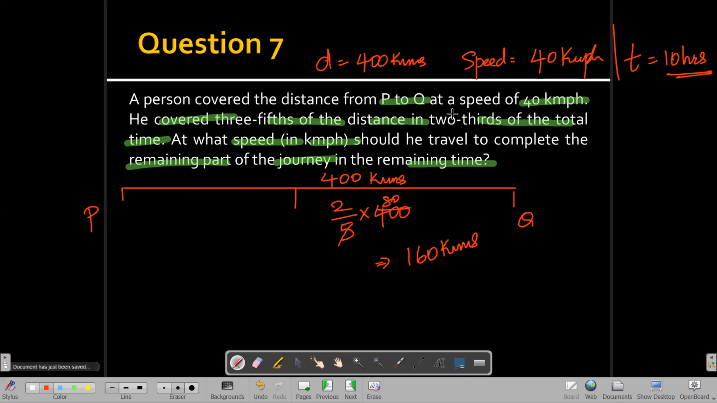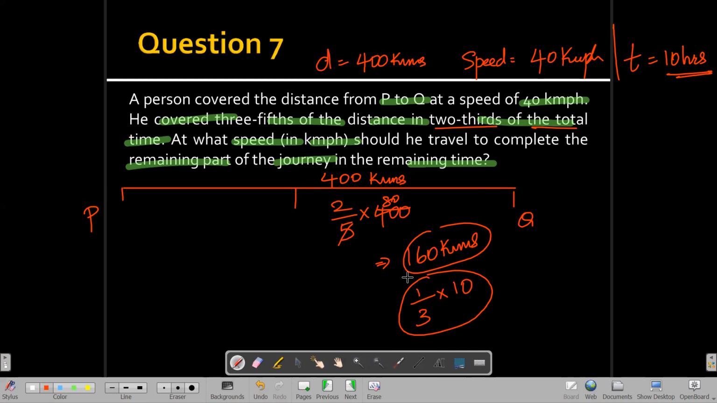And what about the remaining time? 2/3 of the total time is already over, which means 1/3 of this total time, 10, is what we have to focus upon. So 1/3 of the total time is what is remaining, that is 1/3 of 10. So you have now the idea of the distance to be covered and the time. So what should be the speed? Speed is equal to distance by time. That is 160 divided by 10 by 3, which is nothing but 160 into 3 upon 10.